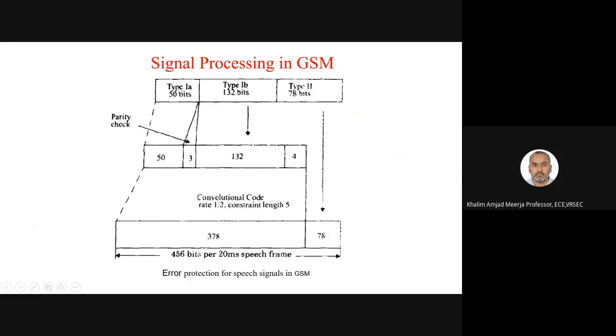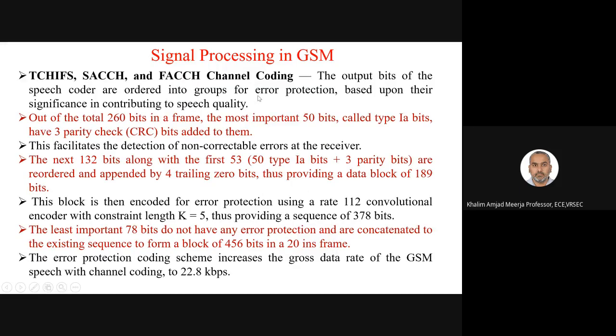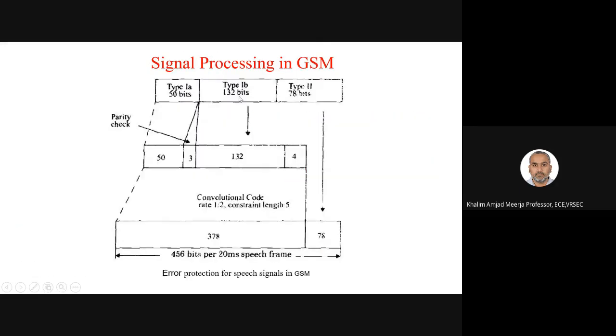See, these are the most important bits. Type 1A is 50 bits, type 1B is 132 bits. These are the least important bits, 78 bits. So these are a total of 260 bits. If you add them, it will be 260 bits. These 260 bits we are dividing into three categories: type 1A, type 1B, and type 2.